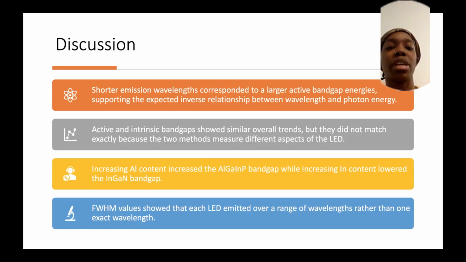One of the main takeaways from this comparison is that the active and intrinsic band gaps should not be treated as the same exact measurement. The active band gap is tied to photon emission in the LED, while the intrinsic band gap is tied to the electrical behavior of the diode as the temperature changes. So together, the results show that both emission color and electrical behavior can be used to understand semiconductor materials, but each method gives slightly different information.